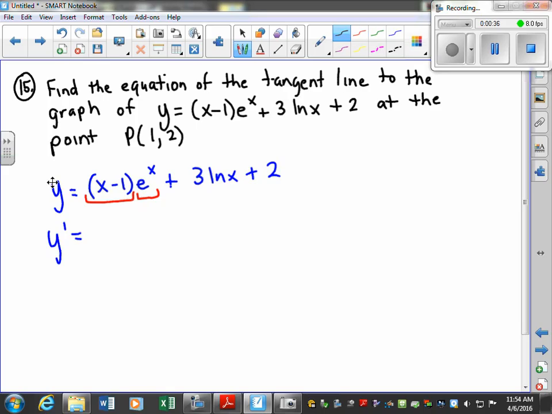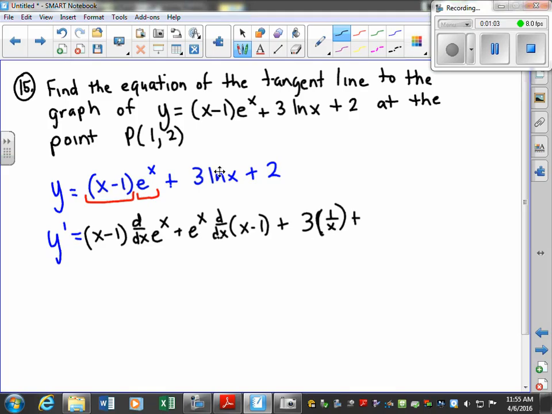Good. So we have to do first times the derivative of the second plus second times the derivative of the first, just showing all steps. Okay, now we're moving on. What's the derivative of 3 natural log of x? We just have the 3. What's the derivative of natural log of x? Just 1 over x, right? And what's the derivative of 2? It's just going to be 0, so I don't have to write anything there.